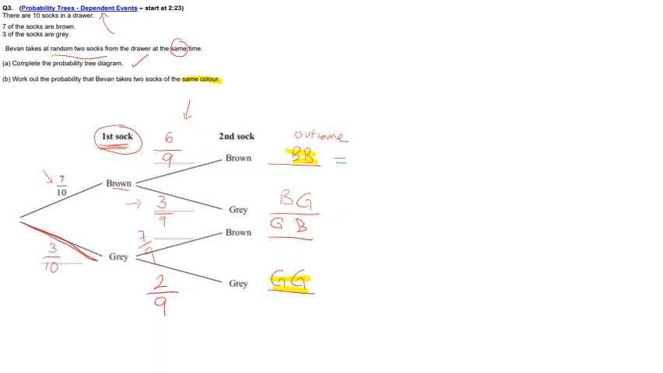So I'm looking at 2 greys or 2 browns. 2 browns, I've gone up this one here, which is 7/10. And I've got to pick another brown, so that's times 6/9. It's going to be 42 out of 90. And the other one I've got to work out is here, 2 greys. Gone down this channel here, 3/10, and I've got to pick another grey, so it's going to be times 2/9, and that gives me 6 out of 90.